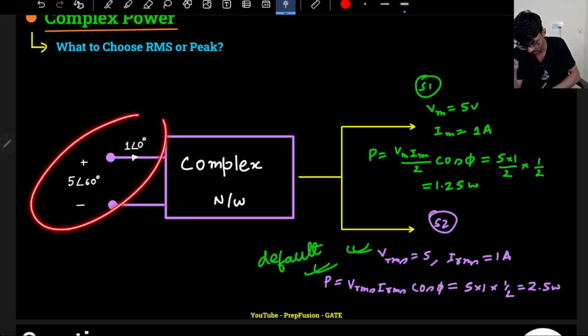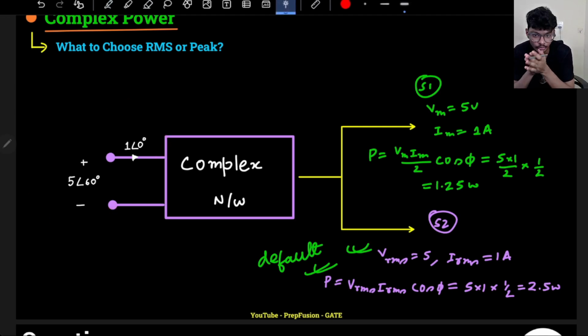If nothing is mentioned about these phasors, whether this is peak or RMS, you will choose this to be the RMS only. You will not assume these to be the peak values of my sinusoid. You will assume these to be the RMS values. Why? Because RMS is a very standard thing. RMS is defined with power and all those things. There is no particular explanation, but in most cases we choose this to be RMS only.